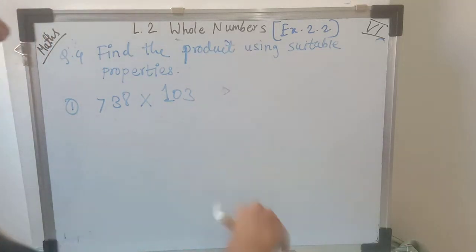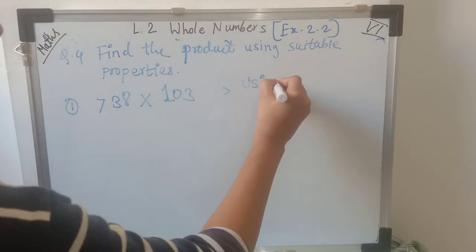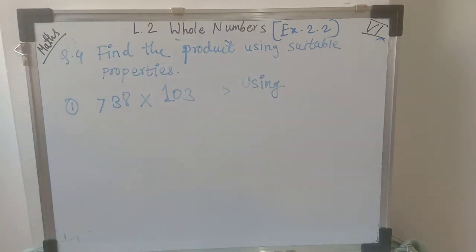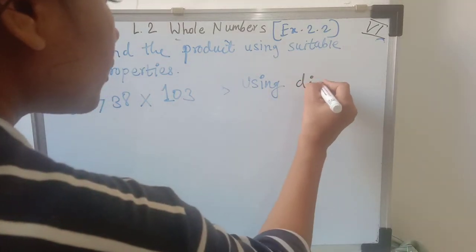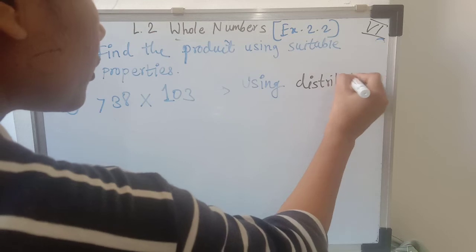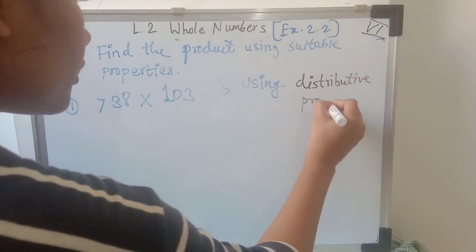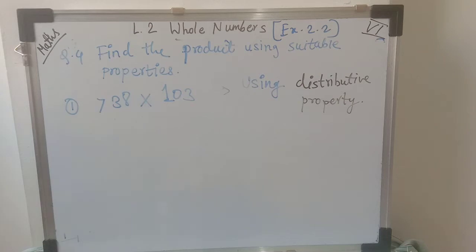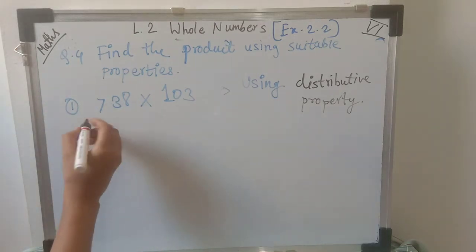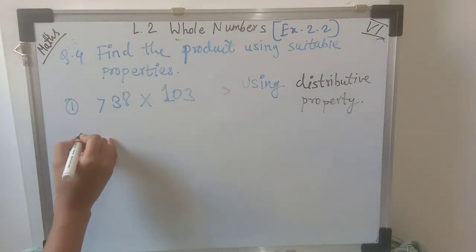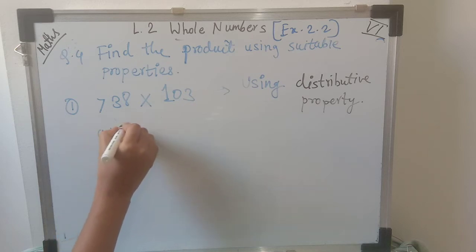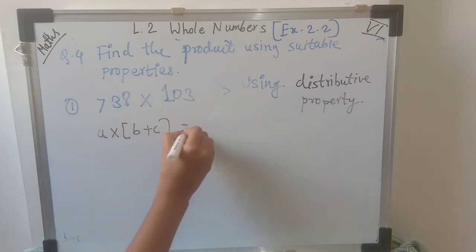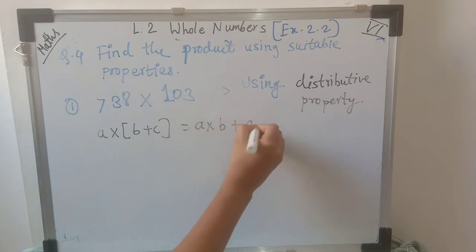So here, using the property. I told you before, sometimes they will give you the question in the equation format. What is the formation of the distributive property? A multiplied by B plus C is equal to A multiplied by B plus A multiplied by C.